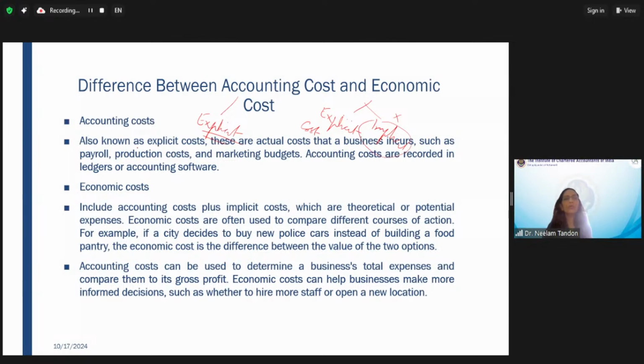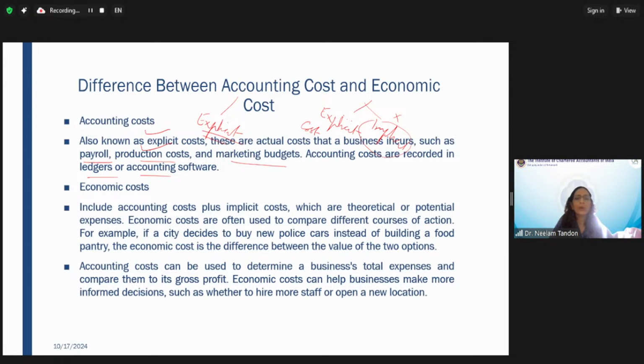So accounting cost is what? Explicit cost. जो आपकी पॉकेट से जा रहा है, डायरेक्ट और इनडायरेक्ट, any form you are paying, the out of pocket expenses is explicit cost. Actual cost that a business incurs, जैसे कि आप सैलरी दे रहे हैं, प्रोडक्शन कॉस्ट है आपकी, मार्केटिंग कॉस्ट है, these are all reflected in your financial statements. So these are all components of explicit cost. Okay, आप इसके लेजर में, अकाउंटिंग सॉफ्टवेयर में हमेशा upload करेंगे. You will always mention these components in your books. So that is accounting cost.